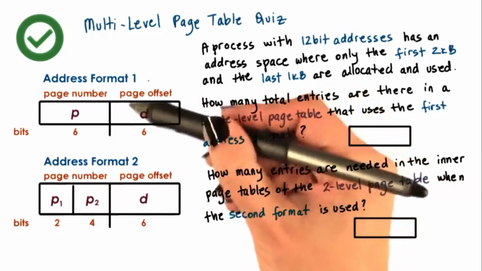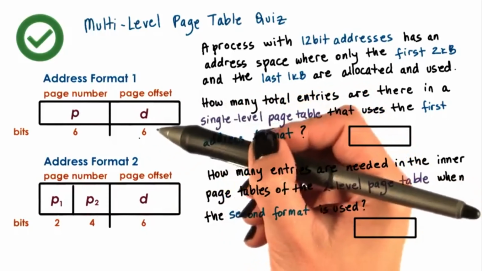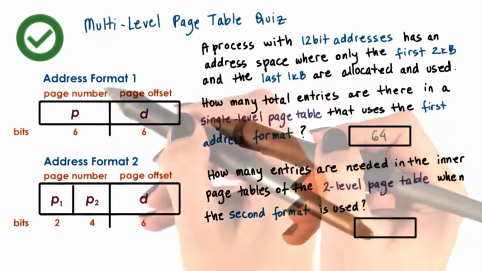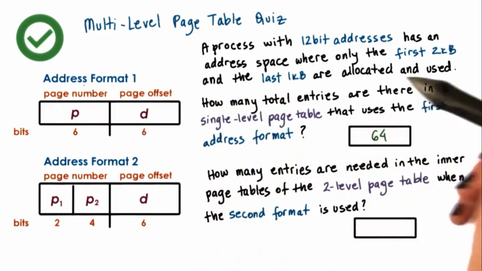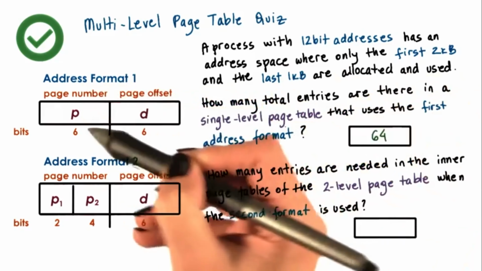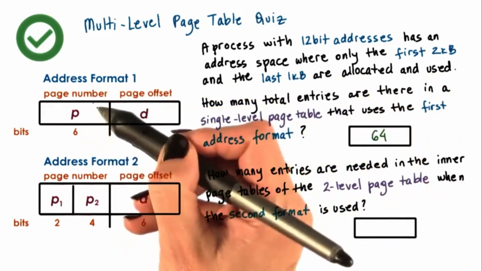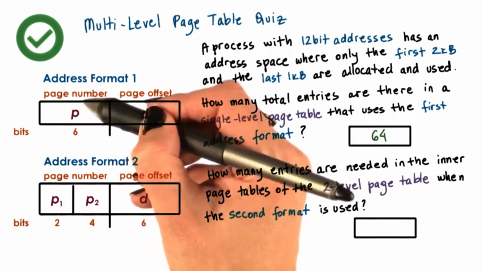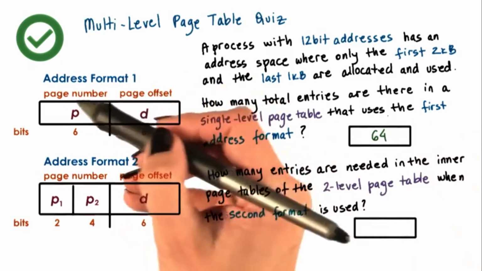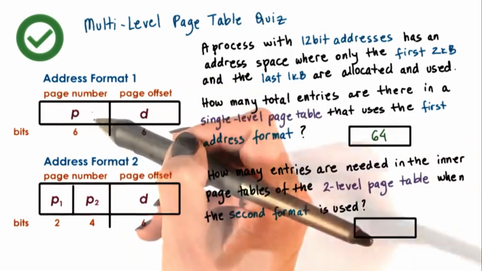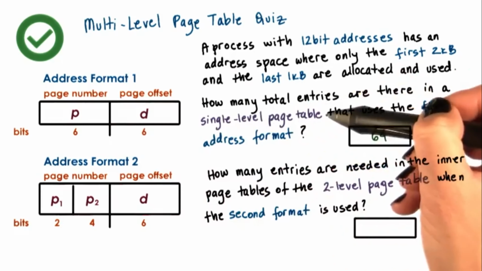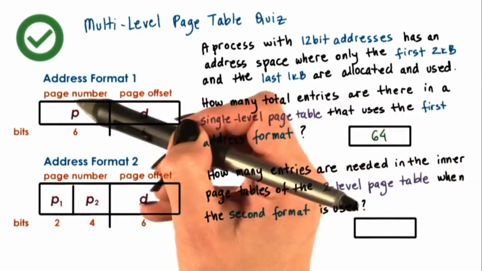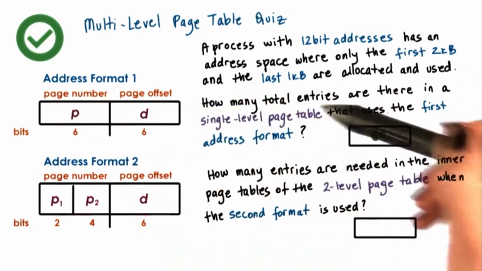In both formats, the page offset is 6 bits. That means that each of the pages is 2 to the 6, that's 64 bytes. In the first address format, in the case of the single-level page table, 6 bits are used for the virtual page number. That means that there will be a total of 2 to the 6, so 64 different virtual pages. And in a single-level page table design, we have to have an entry for every single virtual page number. So there will be a total of 64 elements.